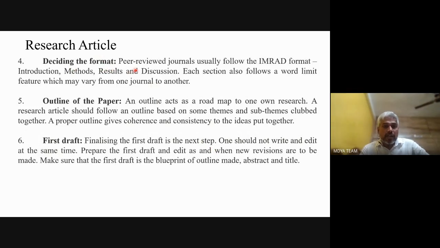Now, deciding the format. Peer reviewed journals means journals which are approved by UGC, and on international and national level there are so many journals available on the net. So usually they follow one rule or format. What format? It is called IMRAD. I means introduction, M means methods, R means results, and A means discussions. Each section also follows a word limit which may vary from one journal to another.